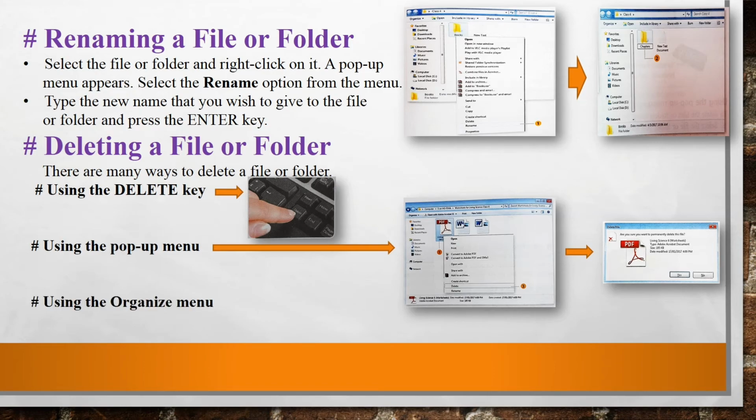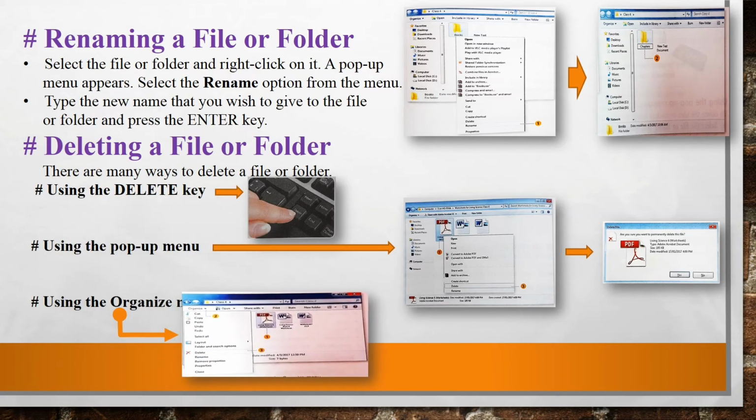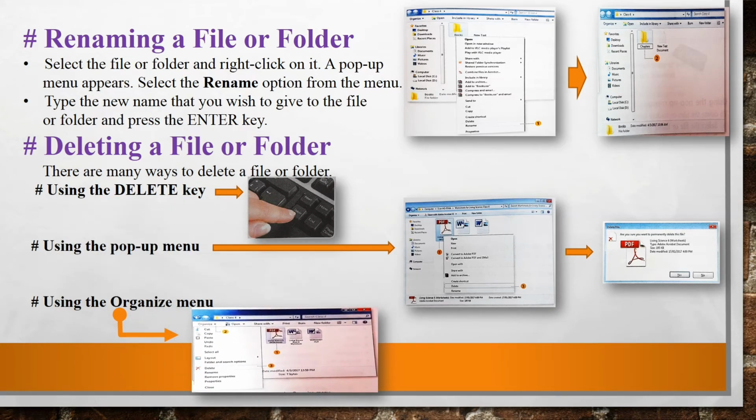Number 3. Using the organize menu. To delete files or folders using the organize menu, number 1. Locate the file or folder you want to delete. Next, click on the drop down arrow of the organize button. A drop down menu appears. Finally, click on delete from the menu. The delete file dialog box appears. Click on yes if you want to delete it or click on no to cancel the deletion.